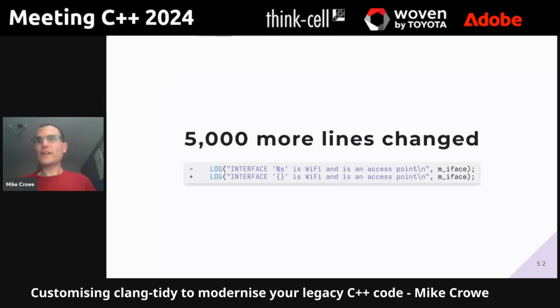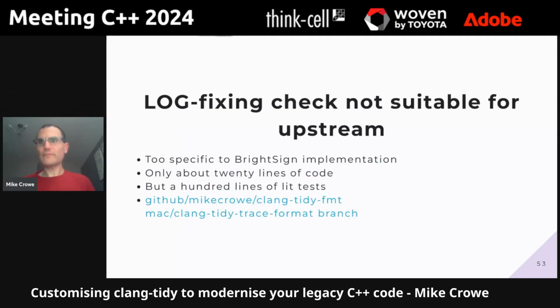So that ended up with nearly 5,000 lines changed in about 440 files, but not the ones that didn't use % or curly brackets in the format strings, because they didn't need to change. So although I got the underpinnings to land as part of the modernize-use-std-print check, the check for our log classes was too specific for our use case. If you want to look at it, you can find it on GitHub here.